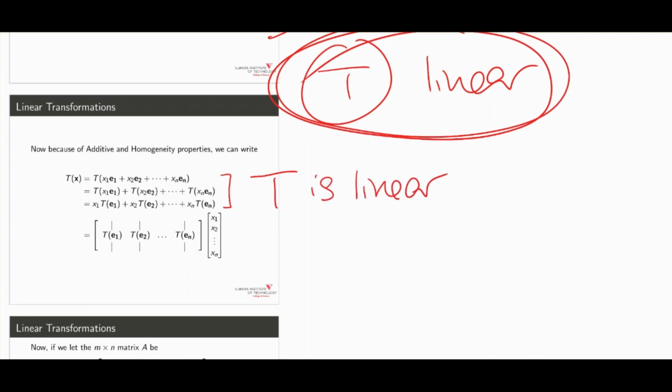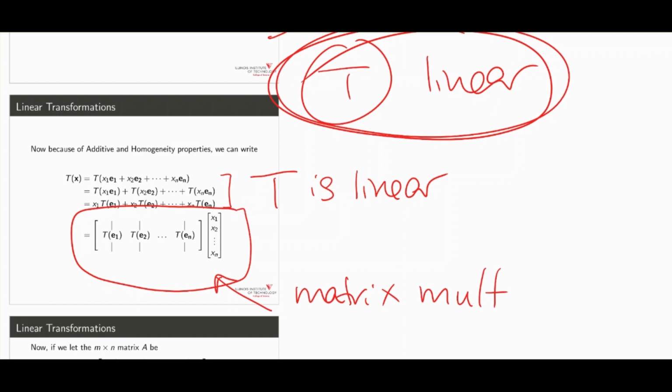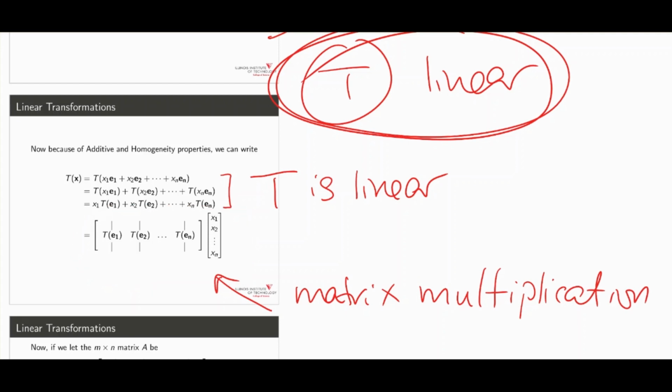Now, the next step has nothing to do with T being linear. This is a matrix multiplication property. Do you remember in the lectures on matrix multiplication, we said that matrix multiplication can be viewed as a linear combination of the columns?